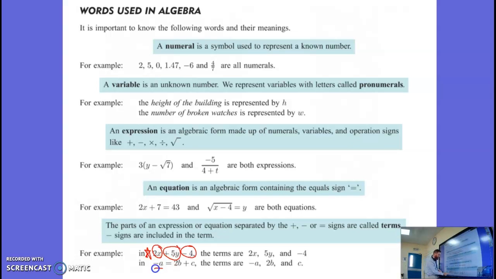Let's look at another one. We've got minus a equals 2b plus c. Minus a is a term, 2b is a term, and c is a term. All right, they're just the parts of those expressions and equations.